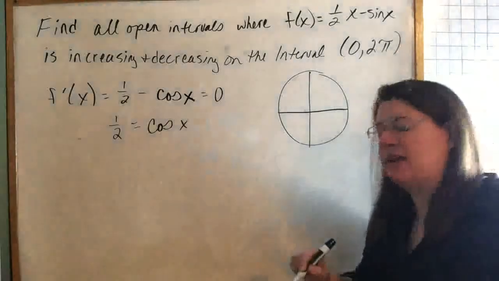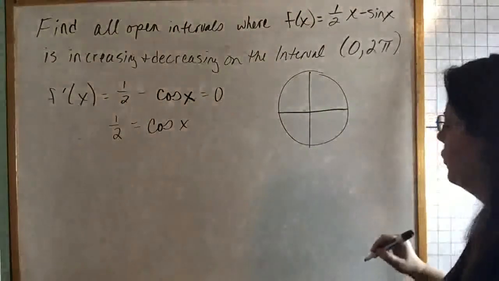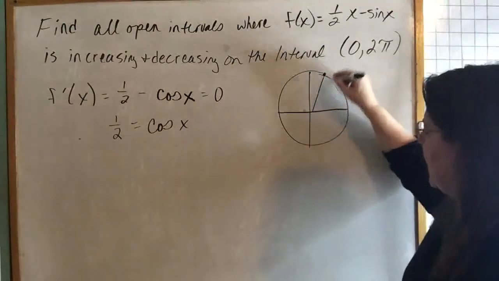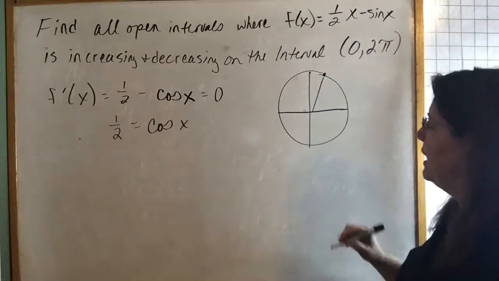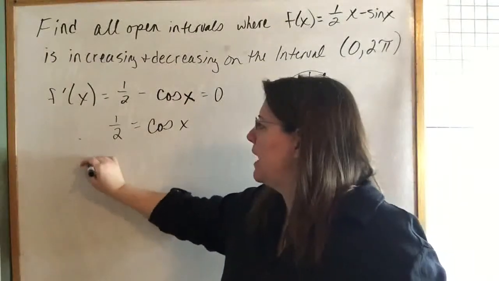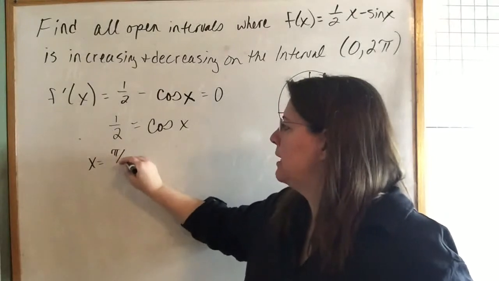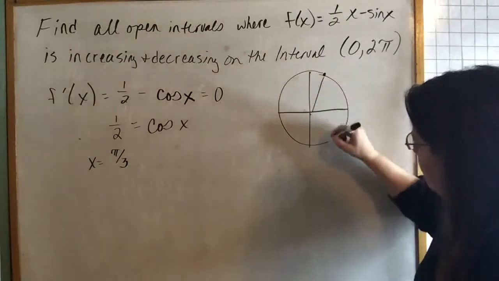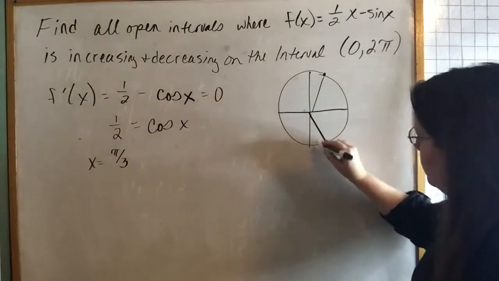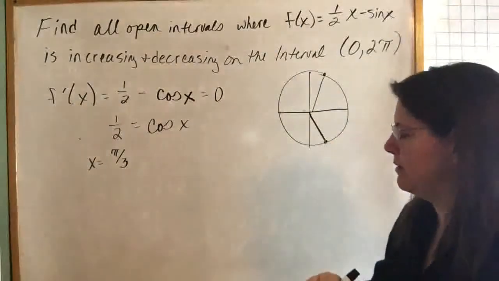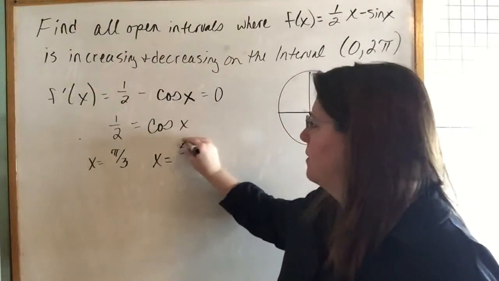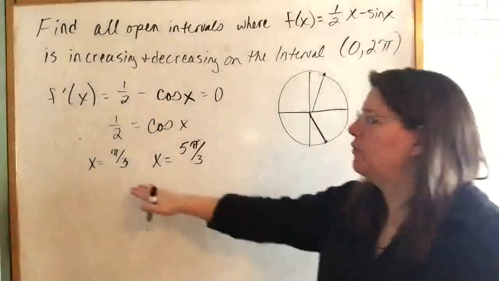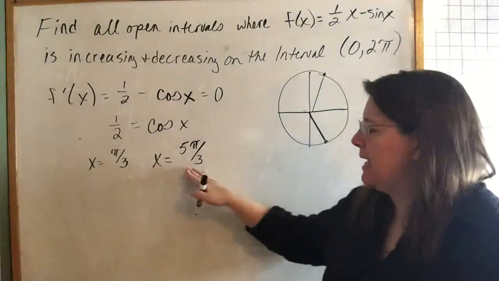We know cosine is the x value of my ordered pairs around the unit circle. So 1/2, square root of 3 over 2 right here, that would be at 60 degrees or at pi over 3. Cosine is 1/2, so x will equal pi over 3. And then the other x value where your cosine is 1/2 would be at 300 degrees, and 300 degrees is 5 pi over 3 in radian measure. So our two critical values for this function are at pi over 3 and at 5 pi over 3.